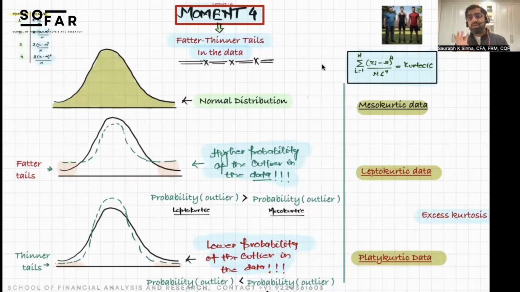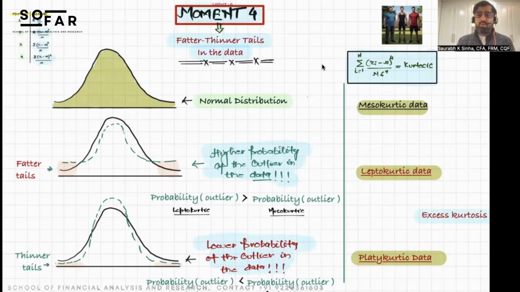In moment 4, you have to understand 4 things. First, what is the fatness or the thinness in the data, and specifically whether the data has fatter or thinner tails, not body, tails. Second, you have to understand that moment 4 is measured with the help of kurtosis. Then you have to understand the terminology like mesokurtic, platykurtic, and leptokurtic. And the last, you have to understand excess kurtosis. These 4 things are what we'll discuss in this lecture.